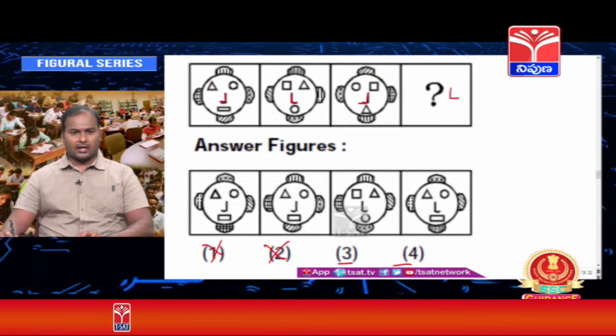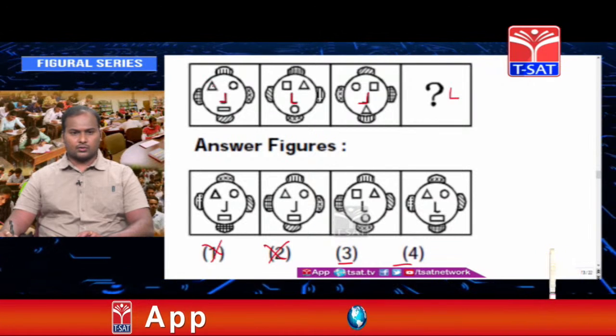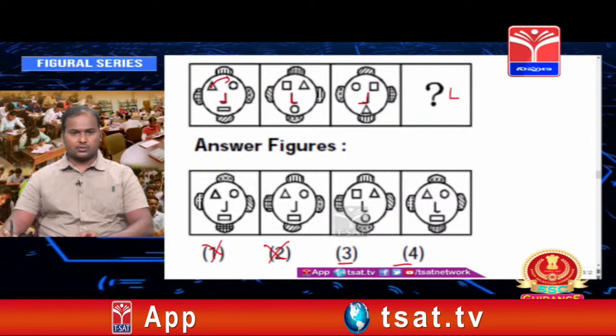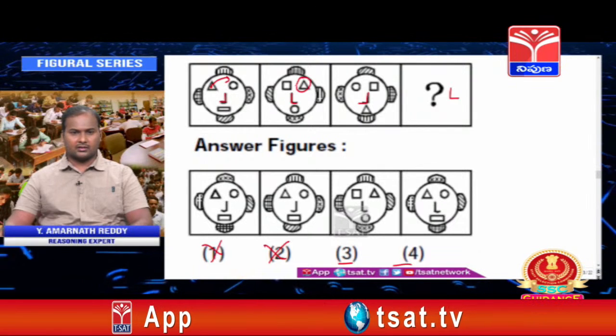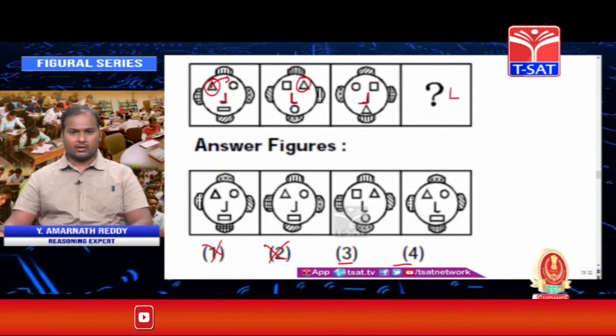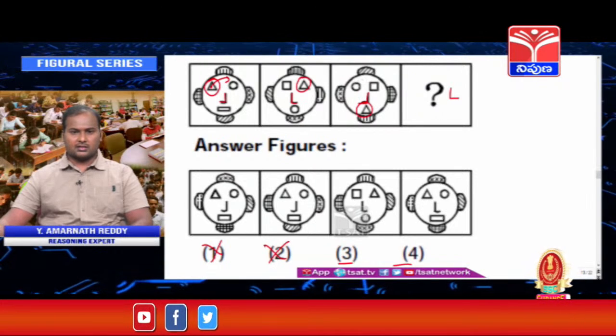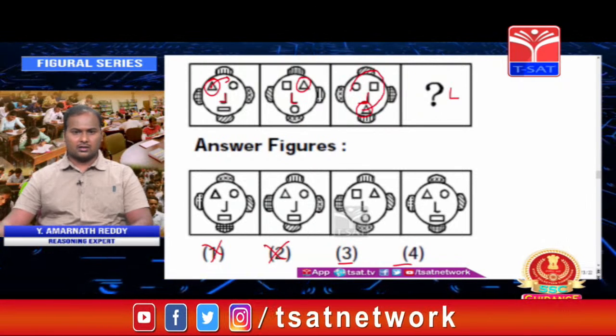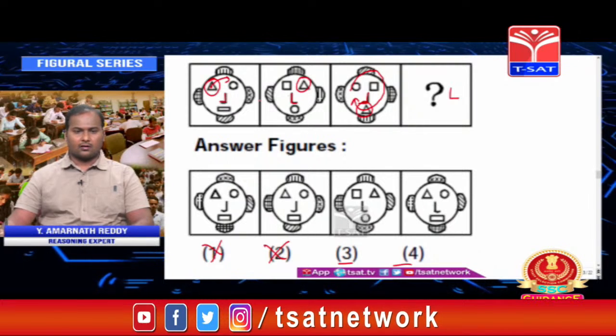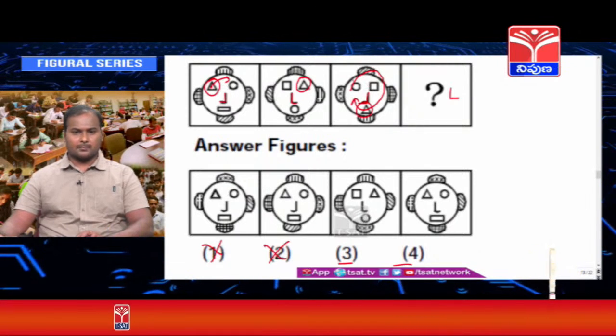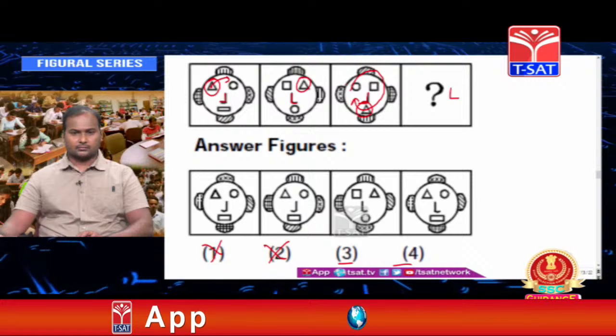See here, triangle is moving from one position to another position. Triangle from this position, it moved to second position in this figure. You can see triangle here, and the triangle at the bottom. Now you can see this triangle is rotating in the clockwise direction. Obviously, it will come to the same position again to here.